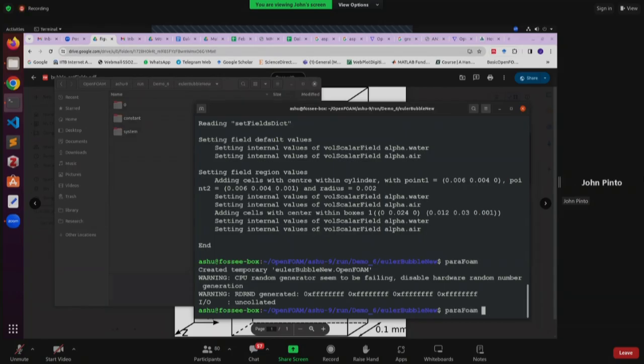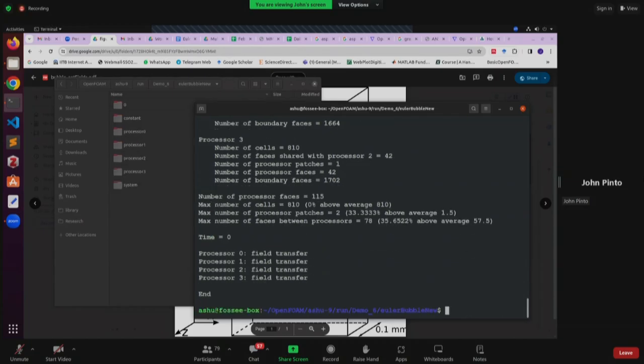So for you, run the 2 commands, run blockMesh and then run setFields, which you had already done previously. After you do that, run decomposePar. It will decompose the domain. In my case, it is decomposing it into 4 processes. Now, once this is done, we need to run the simulation in parallel.